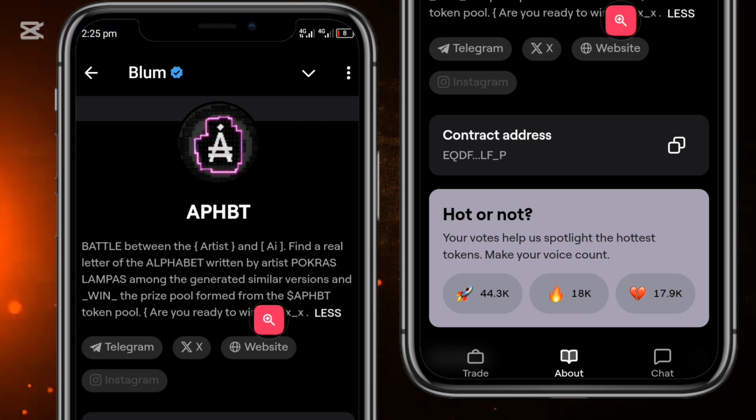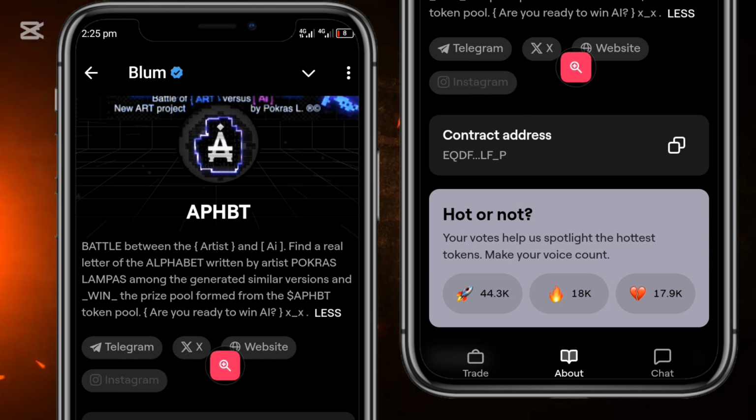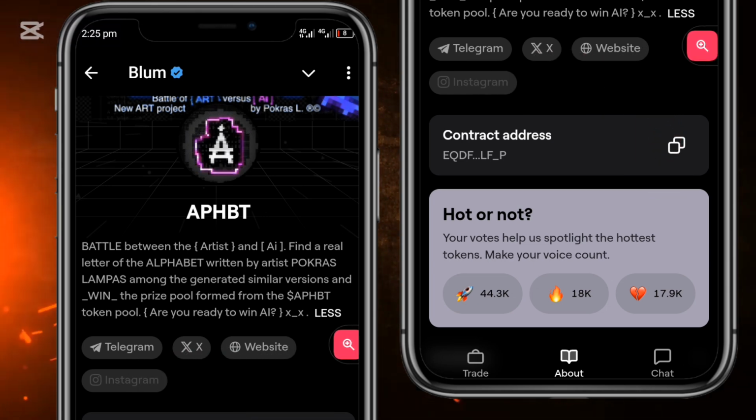And if you're not satisfied with what you are seeing right here, you can click on the Telegram, or you go to the Twitter, or you go to the website, and then you get to actually read all you need to know about this particular coin. Now, the coins that are right here are all meme coins, so you need to do your due diligence research before you go ahead to buy any token on this platform.